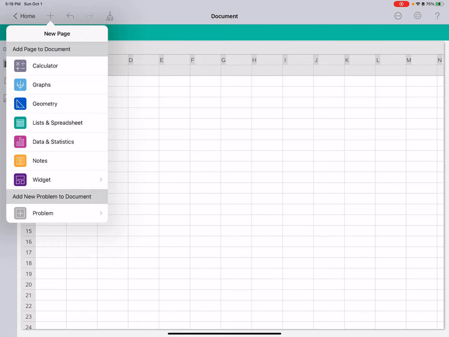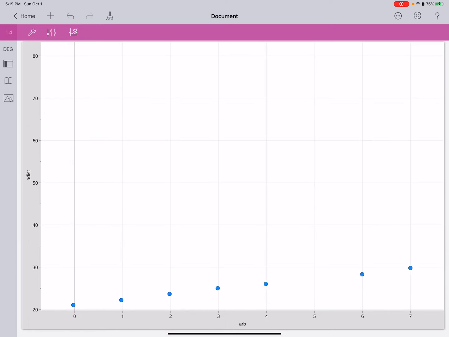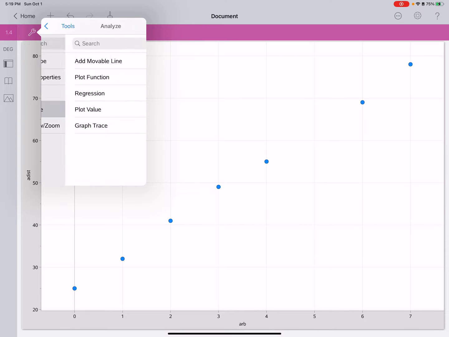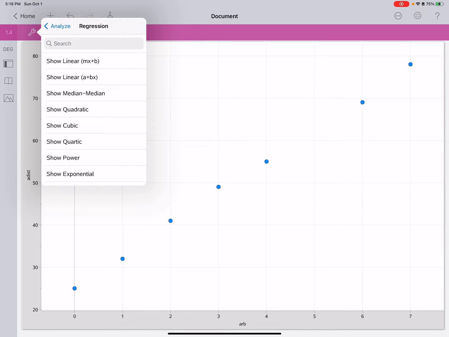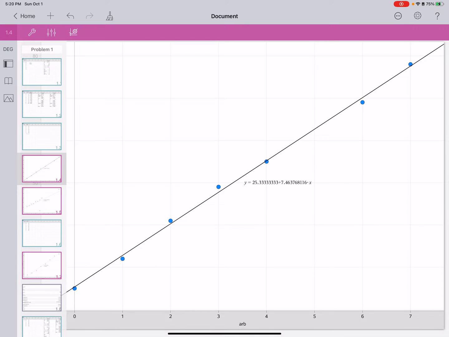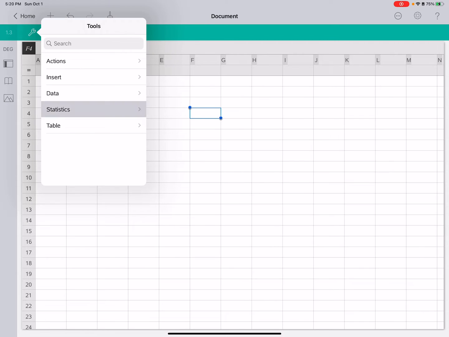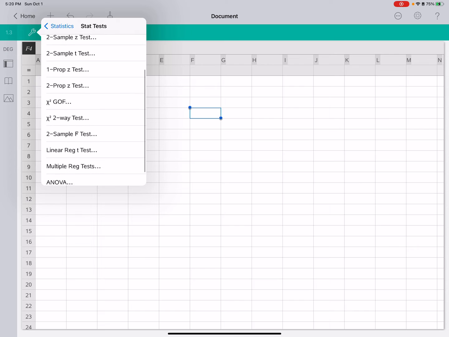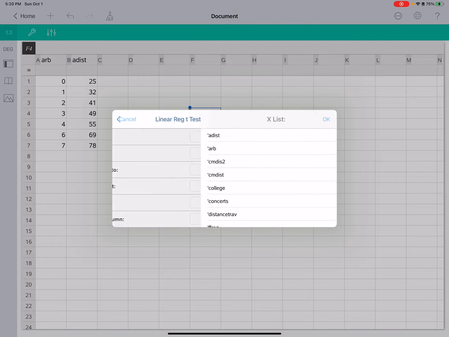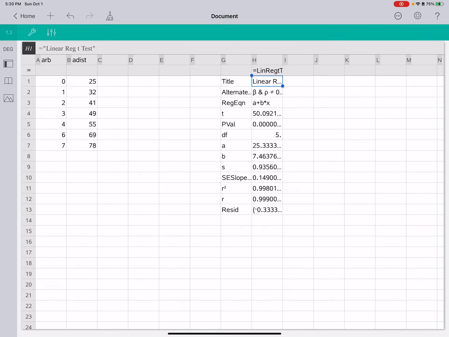Okay, so we're going to add data statistics. This is going to be rubber band, and this is going to be distance. Let's go ahead and make a regression line. Menu, analyze, regression, show linear, the second one. And this is my regression line. If I go back to it, I can do menu, stats, test, and go down to A, which is linear regression. This is going to be rubber band and distance.